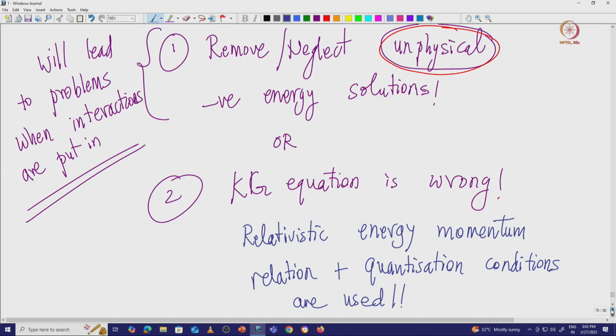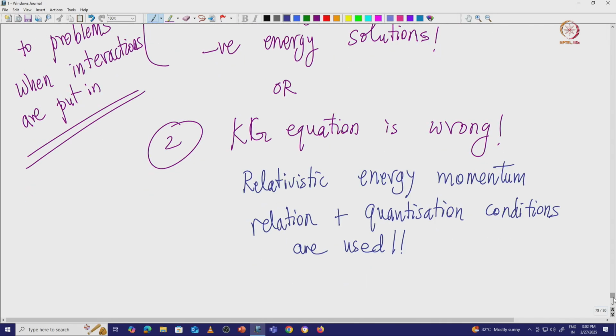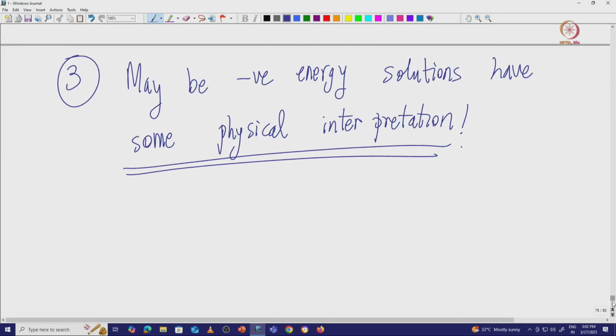Okay. So instead of these two approaches we follow a third approach, which is some sort of a middle ground. The middle ground tells you that the KG equation is correct and the negative energy solutions are not completely unphysical, but they may have some physical interpretation, they have some physical interpretation.